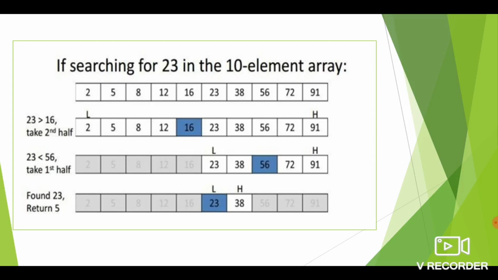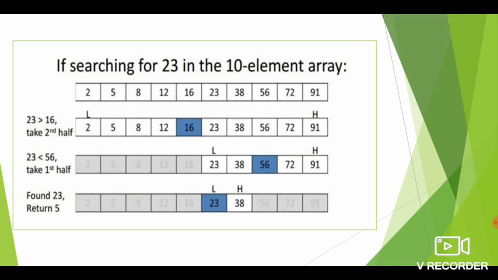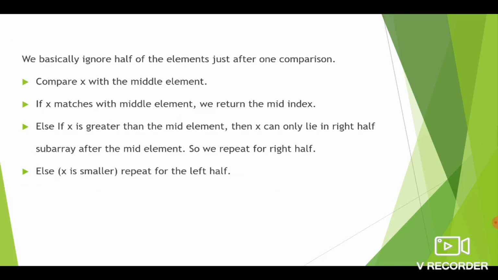Now again we find the middle value and search for the element 23. Since 23 is matched, you can return its index position. Like that, binary search is performed on a sorted array. We basically ignore half of the elements after just one comparison.